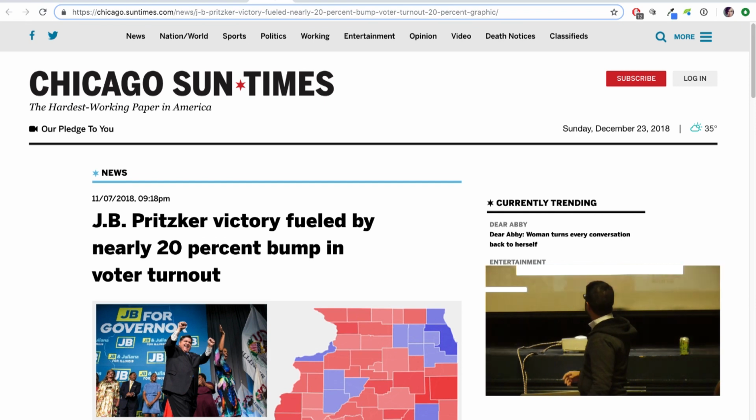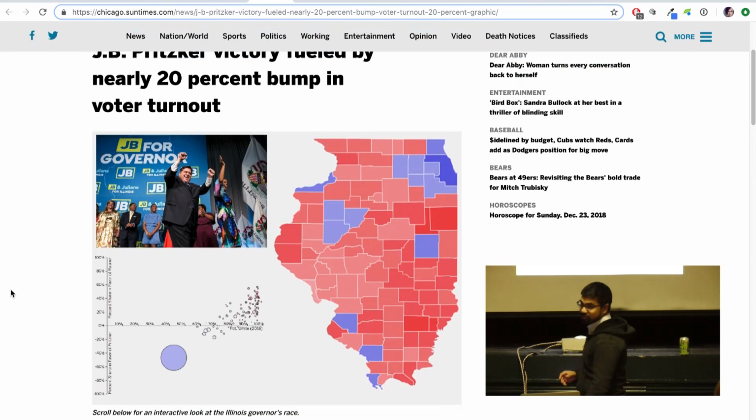This one, there might be a paywall issue here. Sorry for the huge ads, they pay our bills.